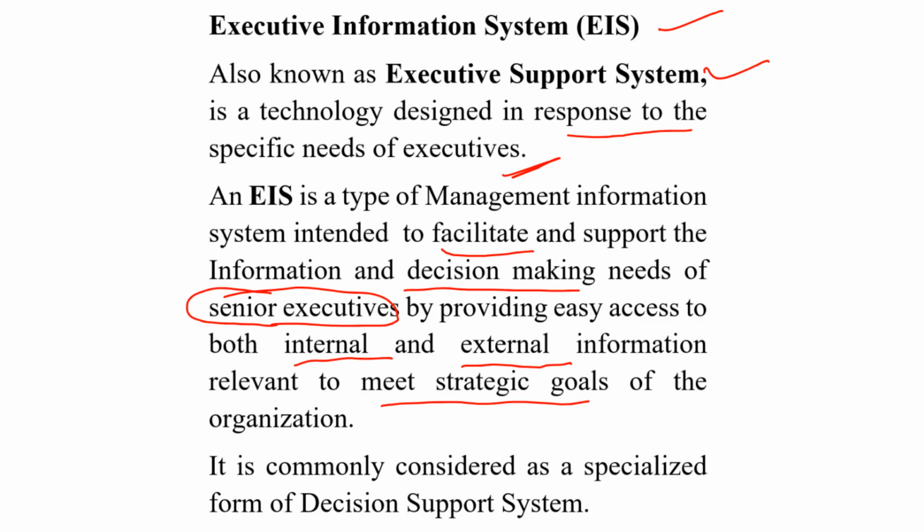This system, EIS, is commonly considered as a specialized form of DSS. In the last module we already discussed what a DSS, decision support system, is. This is the higher version, or extended or specialized version, of the decision support system. We call it the Executive Information System. This system supports decision making of members such as the board of directors, presidents, vice presidents, CEOs. Those will be at the strategic level, that is, top level management. So this system mainly helps them.